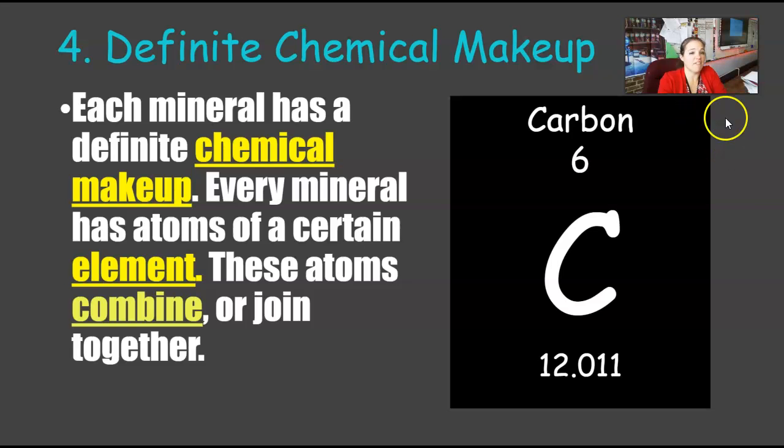They have a definite chemical makeup. Each mineral has a definite chemical makeup. Every mineral has atoms of certain elements. These elements combine to join together. So for instance, this carbon is an element. And your graphite pencil, the thing you're writing with, is made up of a bunch of carbons put together.